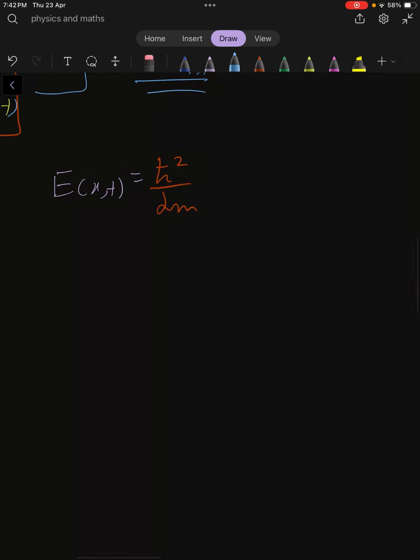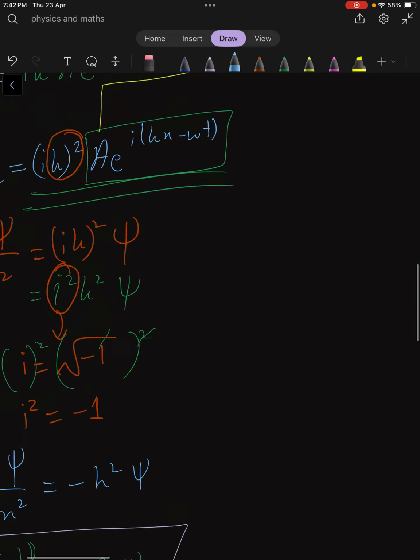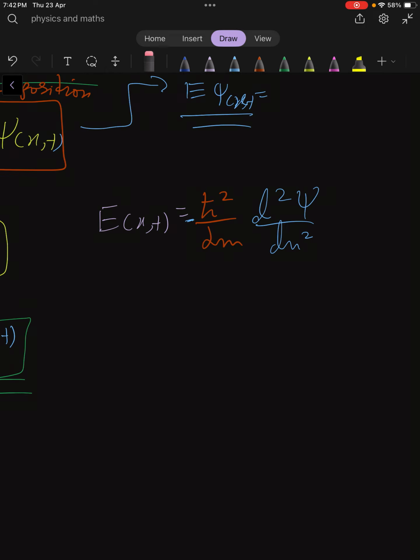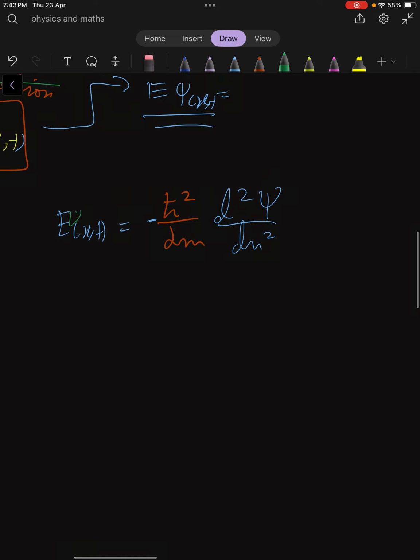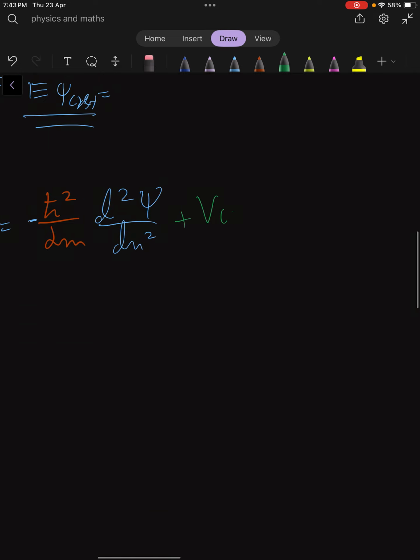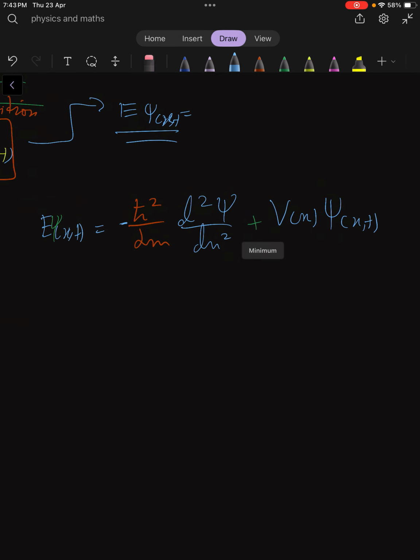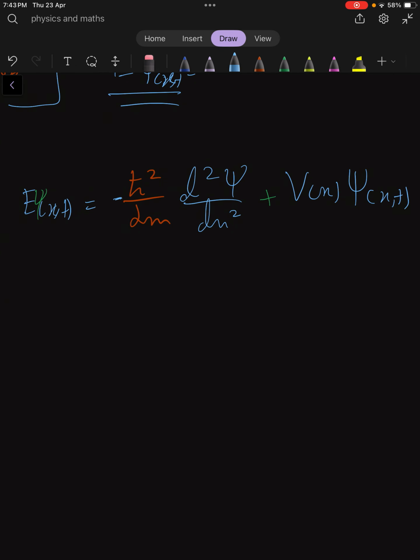So then this becomes d squared psi over dx squared. Remember the negative sign we can put over here at the start. It will mean the same thing, and then we have psi, and then we have plus f of x. Sorry, not f of x, it's actually the potential. Sorry, I forgot.